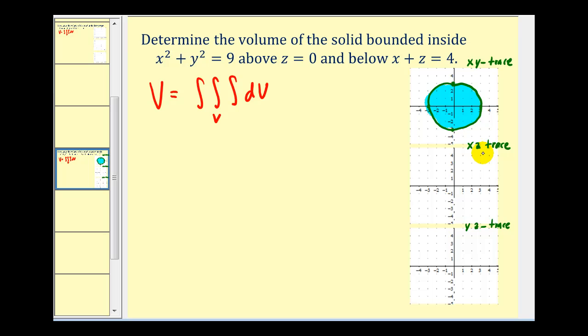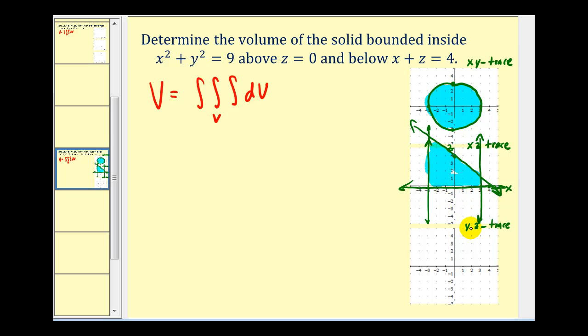For the xz trace, we'll set y equal to 0. Well, if y is 0, we'll have x squared equals 9, so x equals plus or minus 3. So if this is the x-axis, this is the z-axis. So we'd have a vertical line here and a vertical line here. And then we have this line x plus z equals 4, where we have both an x and a z intercept equal to 4. So this trace would be the trapezoidal region as we see here, because we also know z is equal to 0, which would be here.